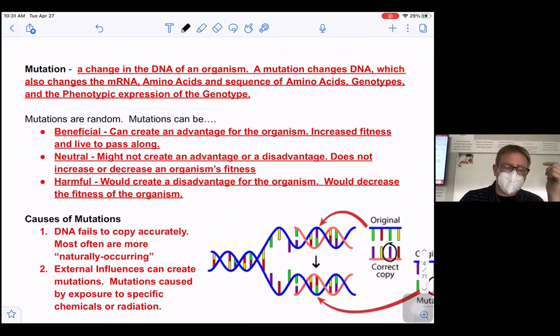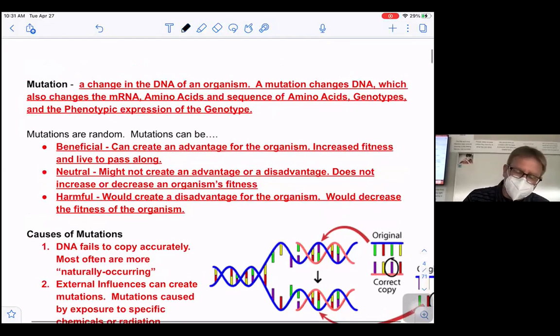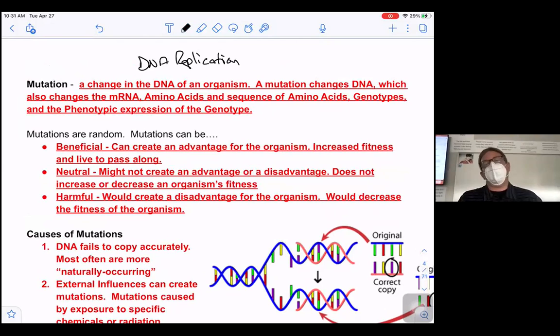So again, a lot of times these mutations are taking place in DNA replication. Well, we tend to actually, these DNA things will copy incorrectly at times naturally. We're going to talk about it in just a second there. But this idea that mutations can be beneficial, they can actually help. They can create an advantage for the organism, what we call increasing their fitness.